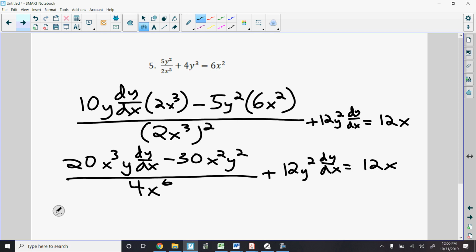All right, now when I got to this point, my first initial reaction was to multiply everything by 4x to the 6th. Okay, and that works. But before I did that, I noticed, wait, hold on, this quotient is actually going to be able to simplify quite a bit. Because I see 20, 30, and 4 are all divisible by 2. And I see that every term has an x squared. So what I did is I divided by 2x squared on every term.